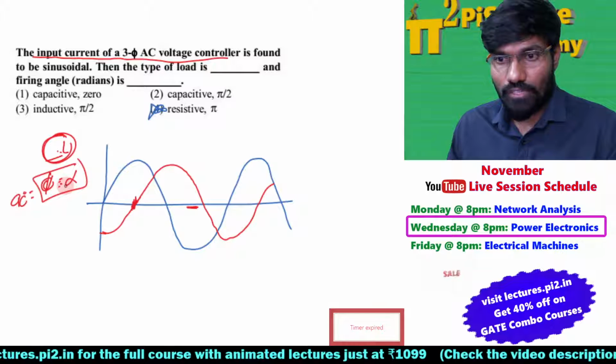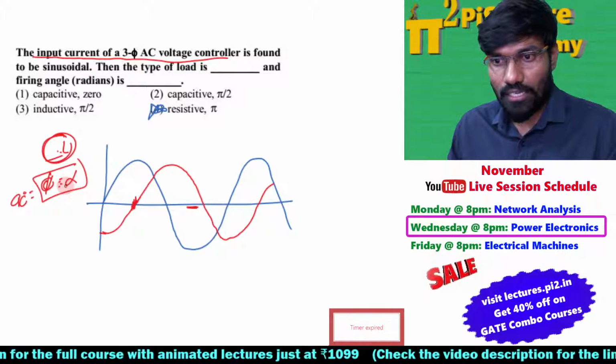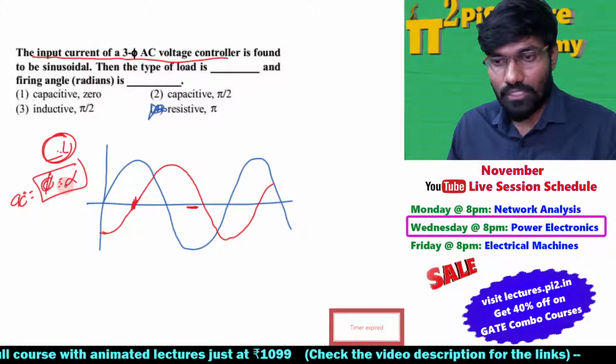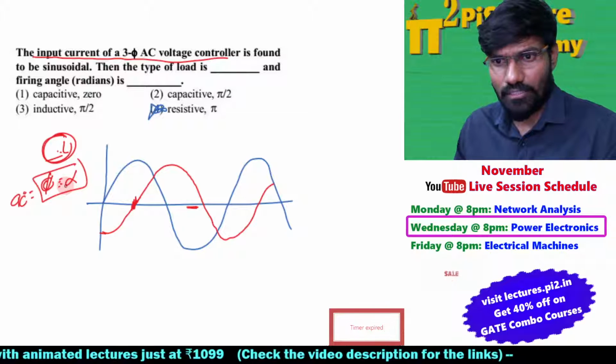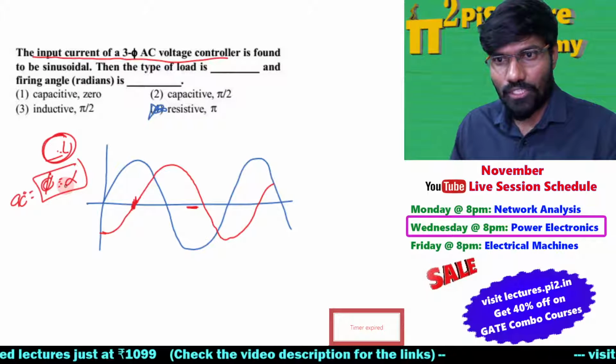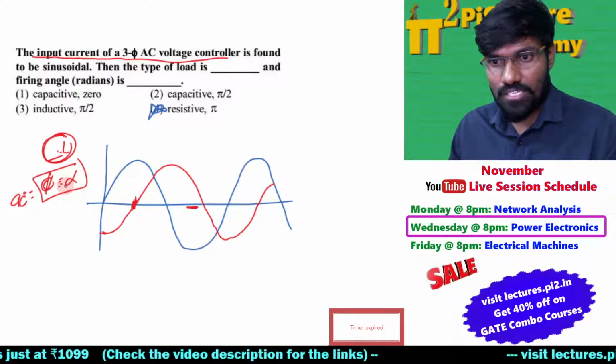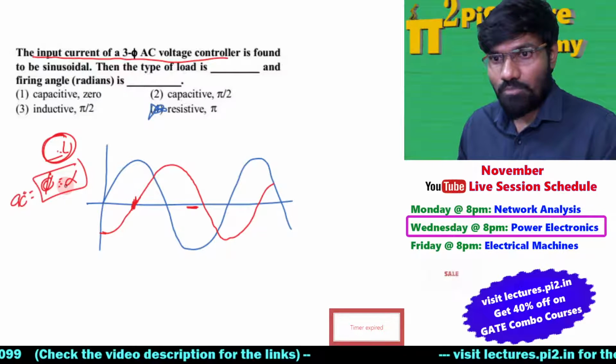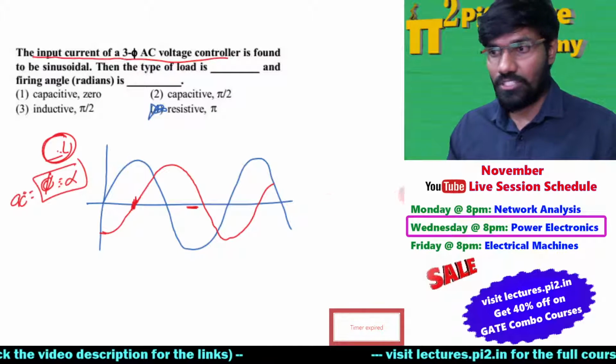Take 90 degrees firing angle, good. Note that the current amplitude is less than the voltage. Sorry dear, I didn't get what you're trying to say. Anyway, let me just move on to the next question.